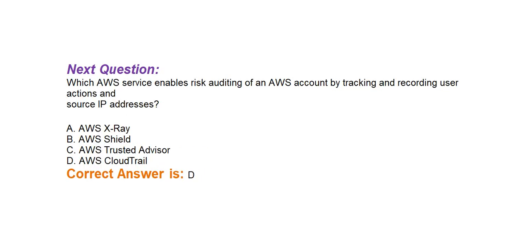Next question is, which AWS service enables risk auditing of an AWS account by tracking and recording user actions and source IP addresses? Option A, AWS X-Ray. Option B, AWS Shield. Option C, AWS Trusted Advisor. Option D, AWS CloudTrail. Correct answer is option D, AWS CloudTrail.